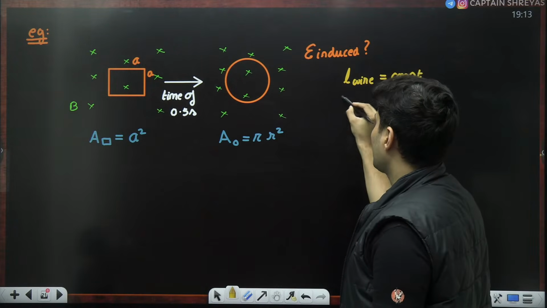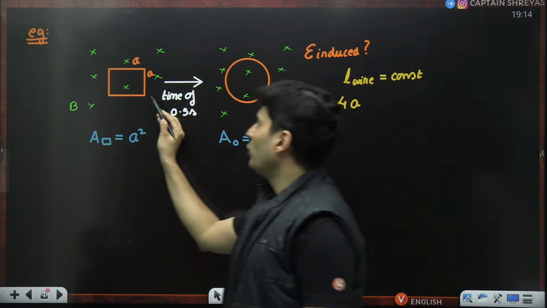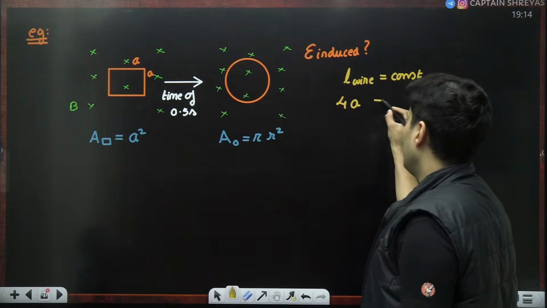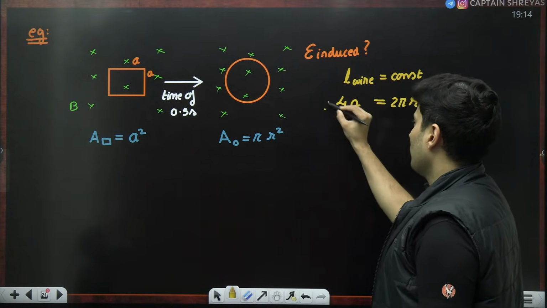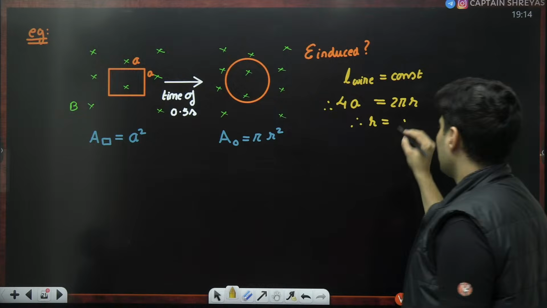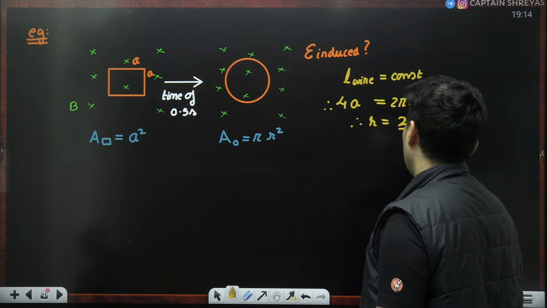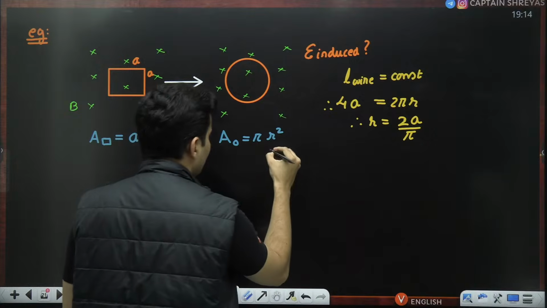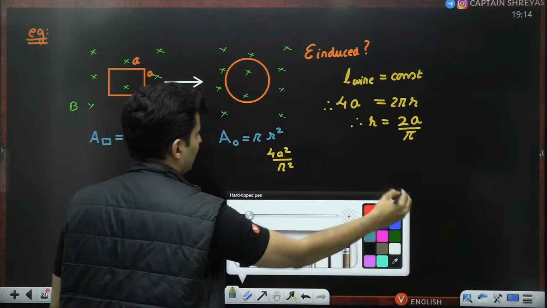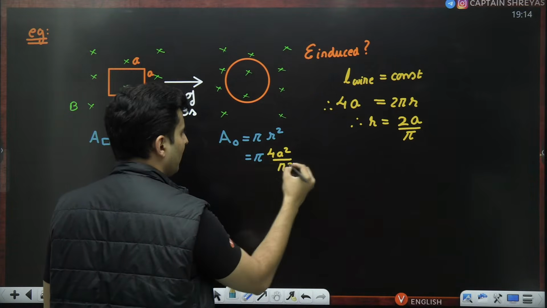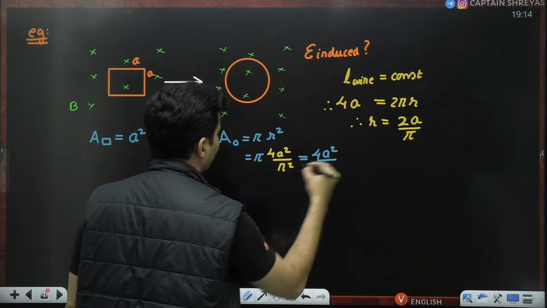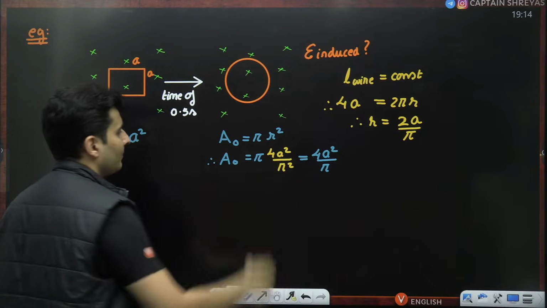So for the square, the total length will be 4a. For the circle, it will be 2 pi r. From this, what do you get r as? Check this out, 2 cancels. So r is 2 times a divided by pi. So instead of r square, just put 4a square by pi square, and then this pi is there as it is. Pi cancels and you will be left with 4a square by pi. That is the area of the circle.